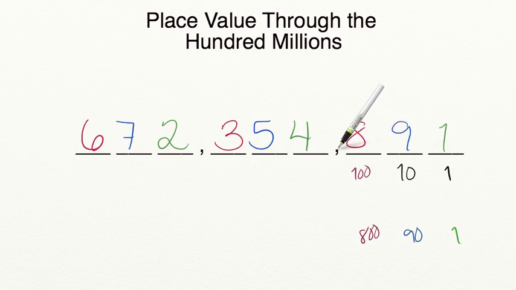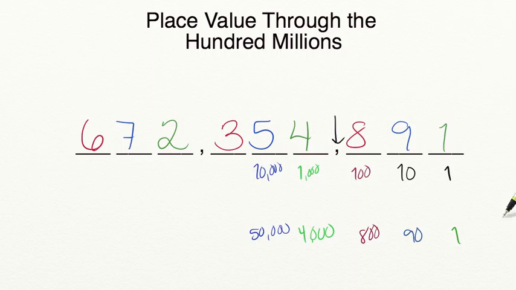Now next, as you can see, we have a comma. This comma represents that we're moving into the thousands place. And when we're saying the number, we actually say thousand at this comma. So here we have the 1000s place. And this 4 represents that we have a value of 4,000. If we move on to the next place value, it's the 10,000s place. And this number is showing that we have a value of 5 10,000s, which is equal to 50,000.